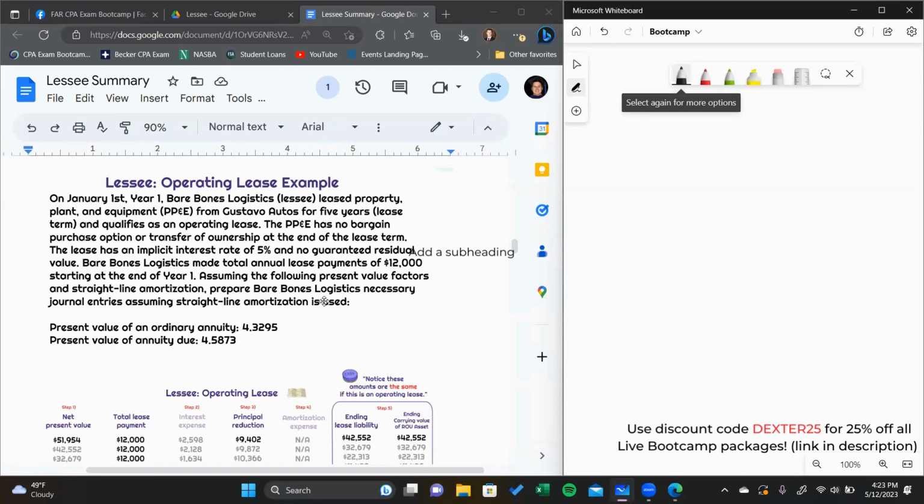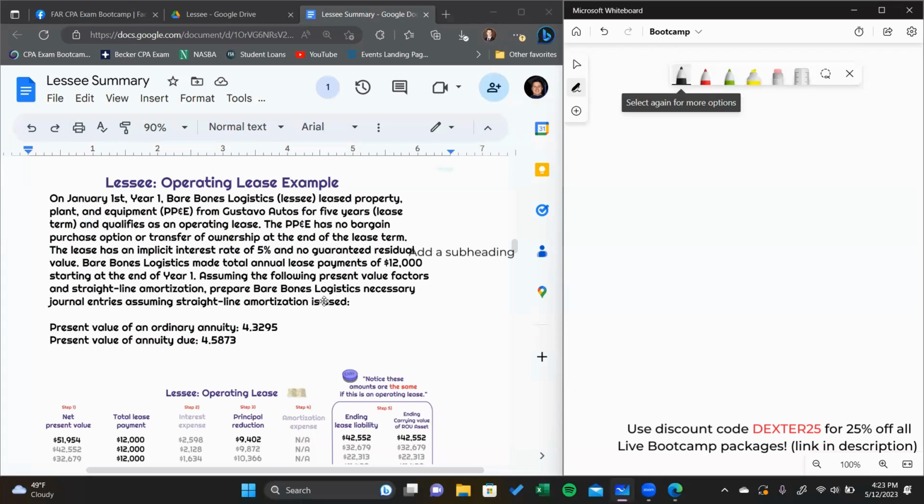Now, for the lessor, we always use the implicit rate, right? So that same rule is true for purposes of picking the correct present value factor. So to summarize, you need to be able to pick the correct factor based off of whether it's an ordinary annuity or an annuity due, and you need to be able to pick the correct one based off of the interest rate that should be used.